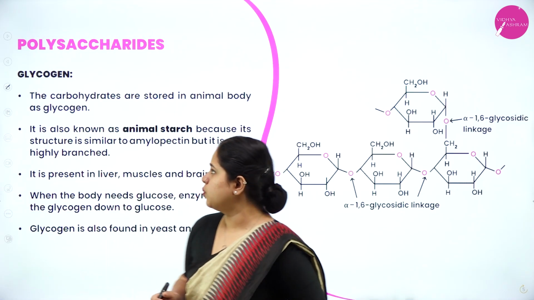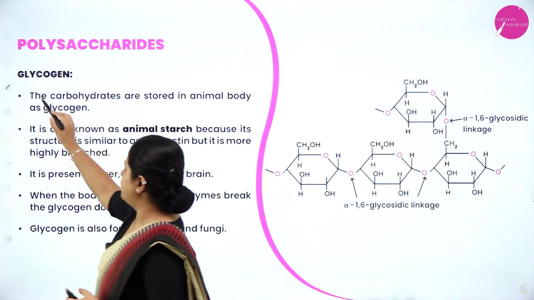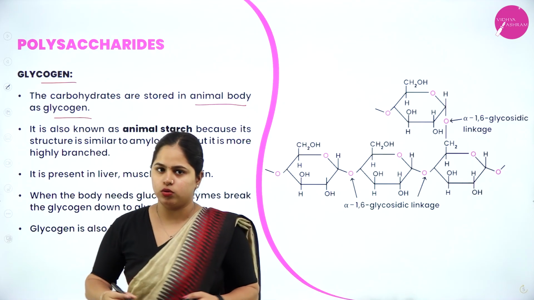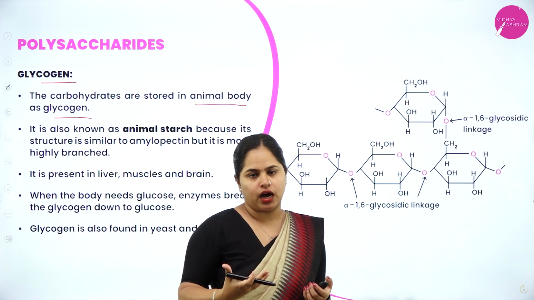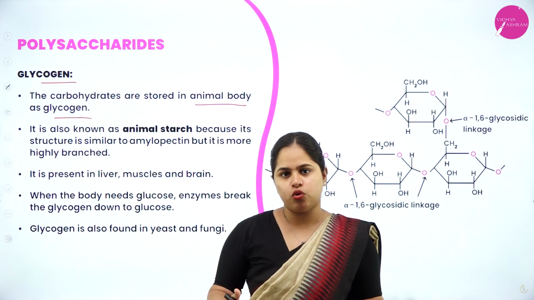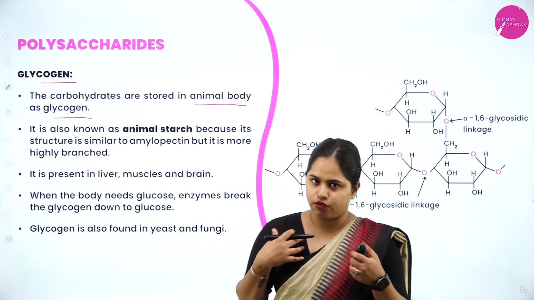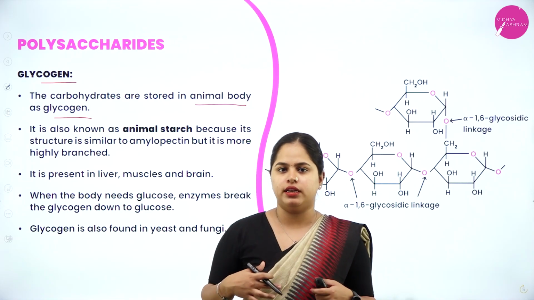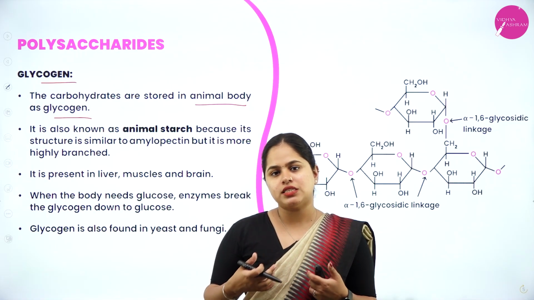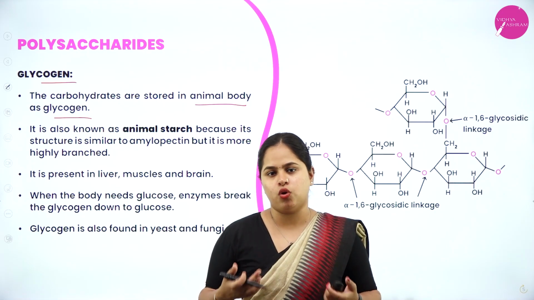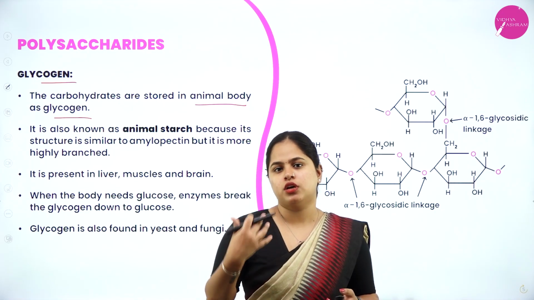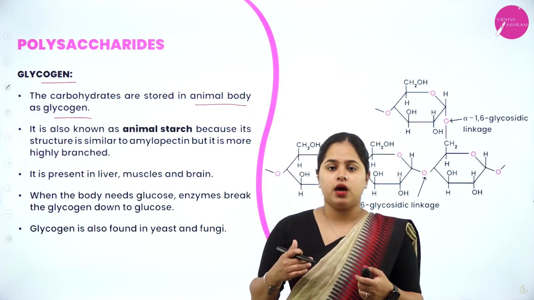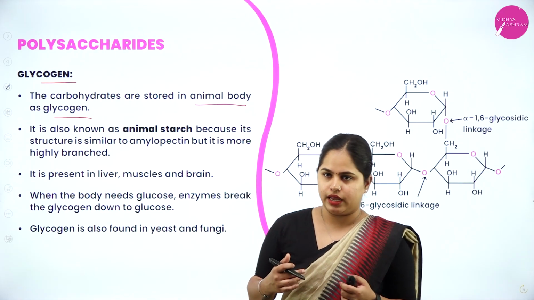So now the next one is glycogen, which is also very important. The carbohydrates are stored in animal body as glycogen. So we require carbohydrates, right? So this glucose that is essential for human body is being stored in the form of glycogen in animal body. So when it is necessary, glycogen will undergo hydrolysis and produce glucose, which is used up by the body. So carbohydrates are stored in our body in which form? It is stored as glycogen, right?